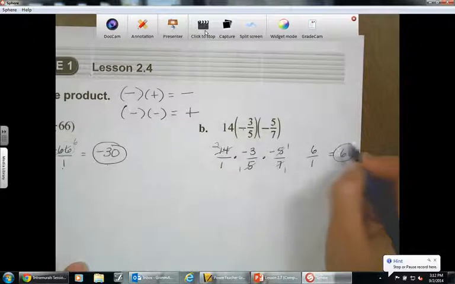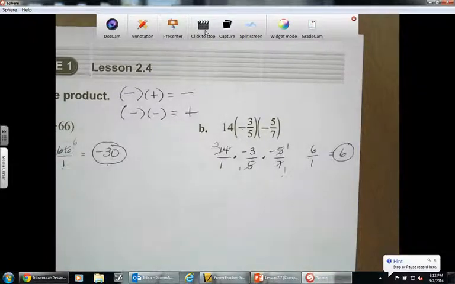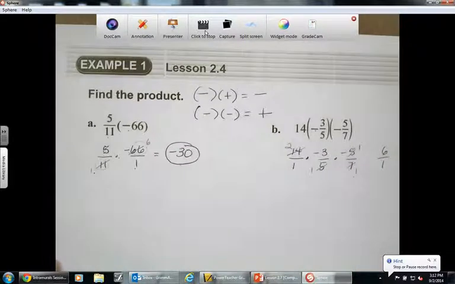And that won't happen every time. Sometimes you're going to get a fraction, and that's okay. You just want to always make sure your fractions are in lowest terms. And that is it. So you guys can go ahead and get started on your homework.